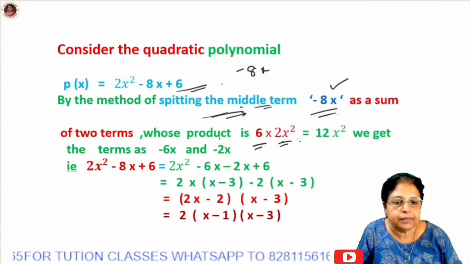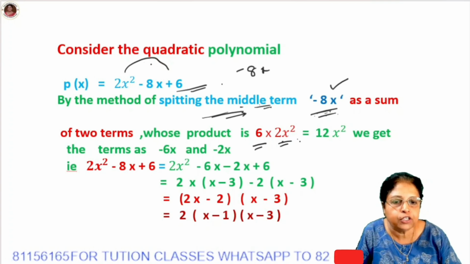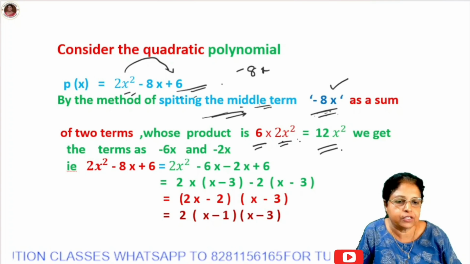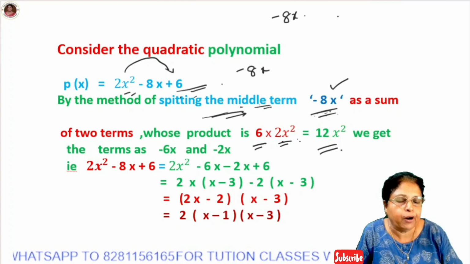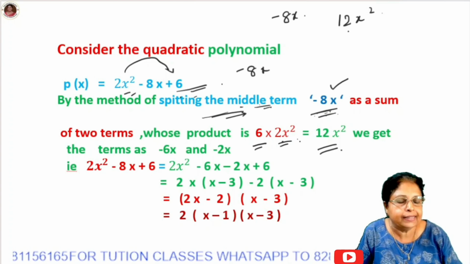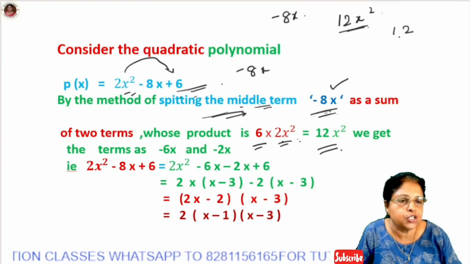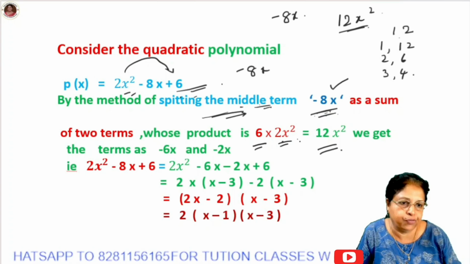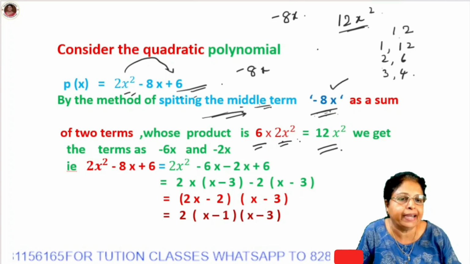Sum of these terms should be middle term, negative 8x, and the product should be product of these two terms, that is 2x square and 6. That means 12x square. So we want minus 8x as the sum and product as 12x square. So for that we are finding the factors of this 12x square. We consider the factors of 12 as 1 and 12, 2 and 6 and 3 and 4. From this we want to find out two terms such that the sum should be minus 8.